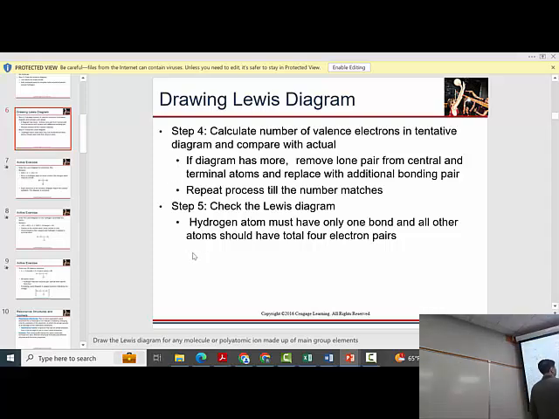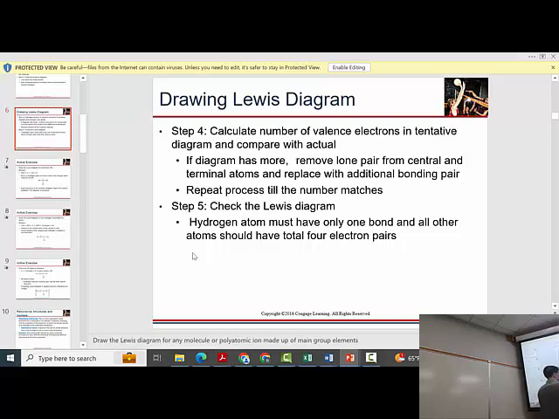Calculate the number of valence electrons in the tentative diagram and compare with the actual. If the diagram has more, remove a lone pair from the central and terminal atoms and replace with additional bonding pairs. Repeat the process till the number matches. Step 5, check the Lewis diagram.